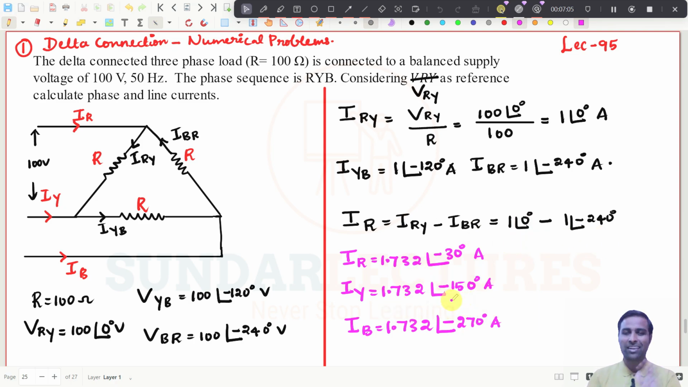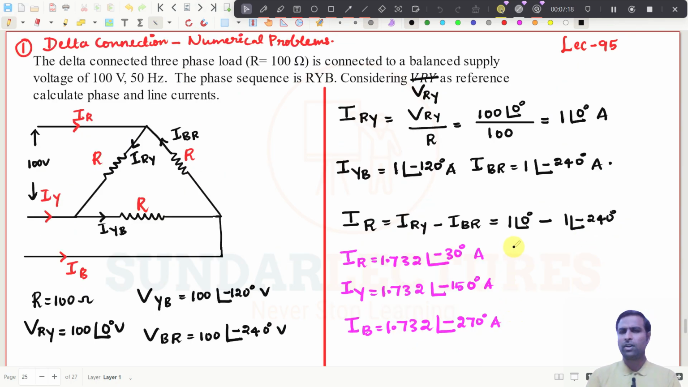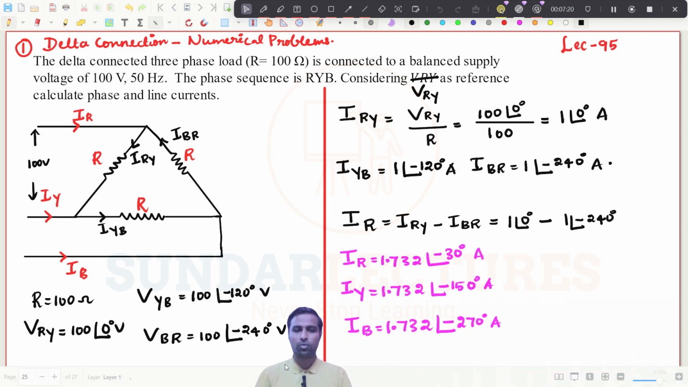But it is not at all necessary to find the answer like this. Please try to understand what we have learnt here. IR will be root 3 times IRY, lagging by an angle of minus 30 degrees. Simple, right? Since you know IRY, what will be IR? IR is root 3 times IRY, and it lags by 30 degrees, so you put minus 30.